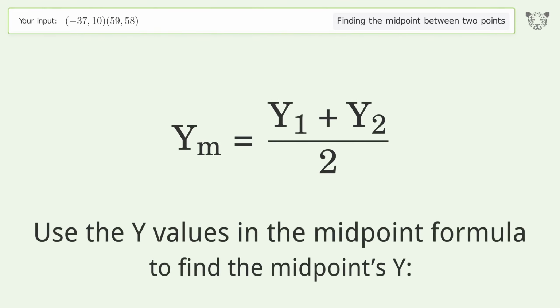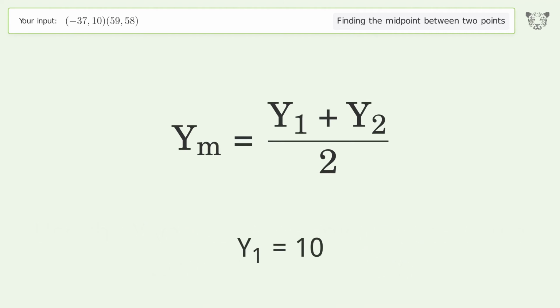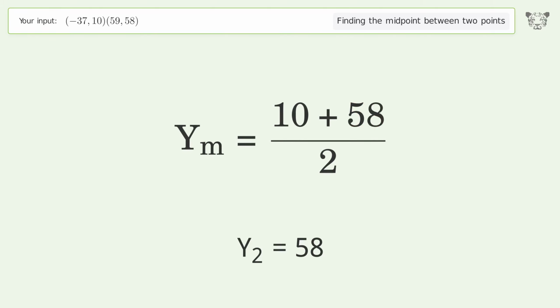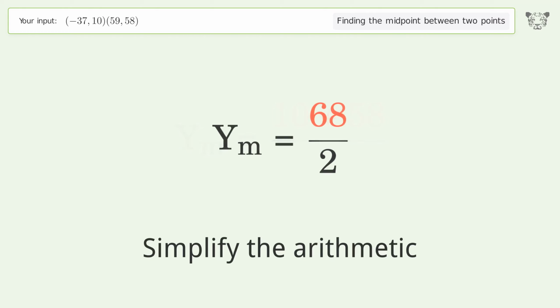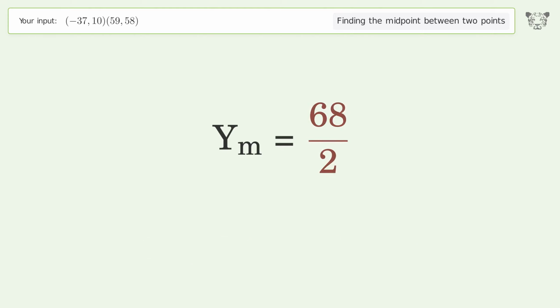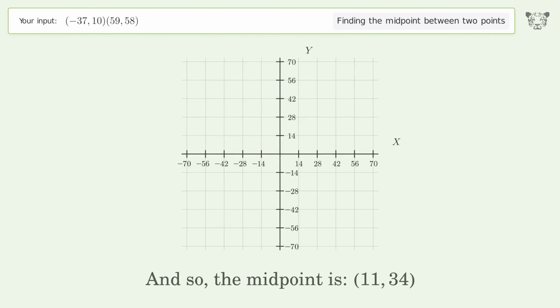Use the y values in the midpoint formula to find the midpoints y. y1 equals 10. y2 equals 58. Simplify the arithmetic. And so, the midpoint is 11,34.